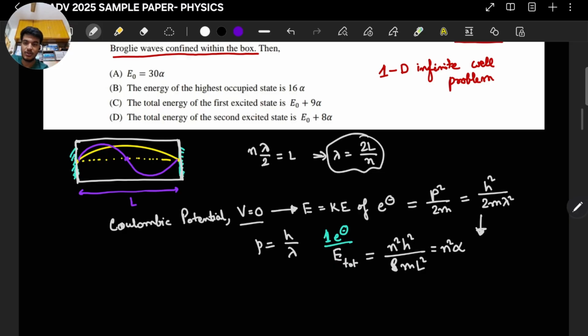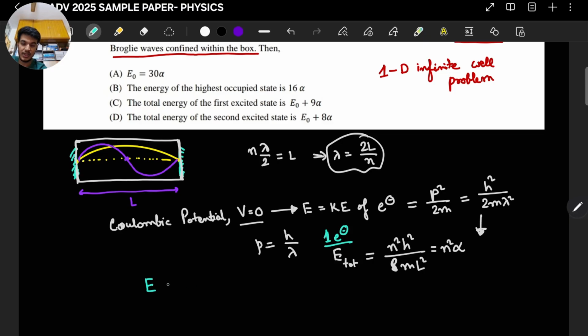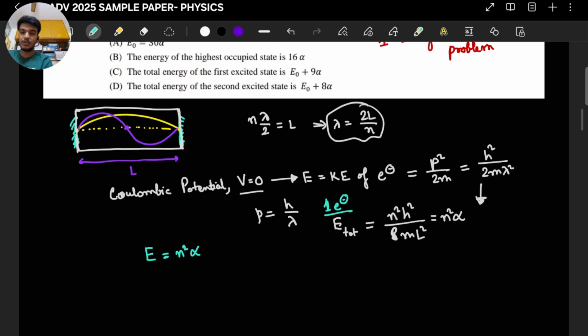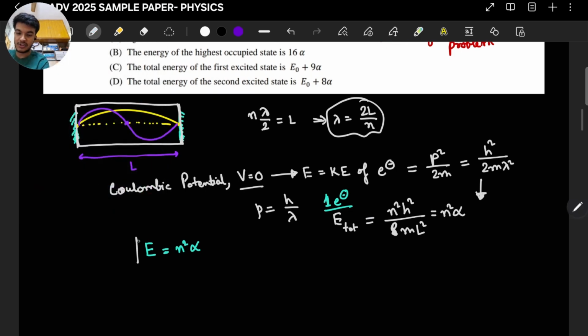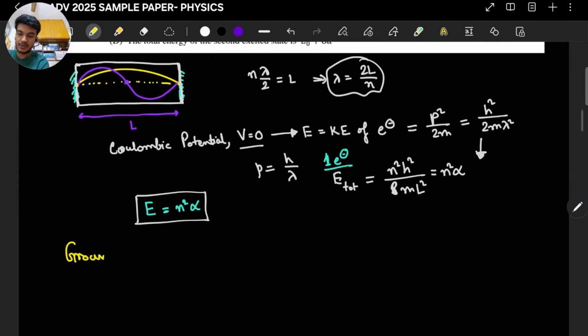So for E total, we have obtained a very important relation: E for one electron is n square alpha, and since there are 4 electrons, the energy can be written in this form according to the state in which each is residing. Alright, so this is my energy expression. So now let us understand what the ground state is. First of all, what is the ground state?